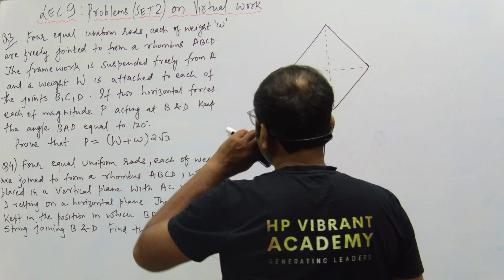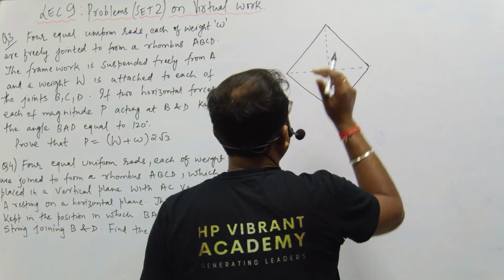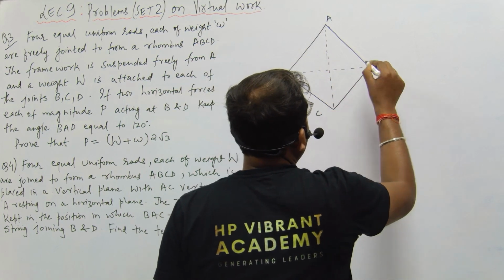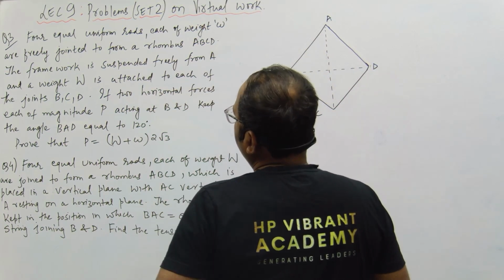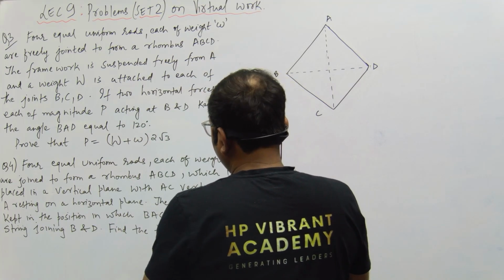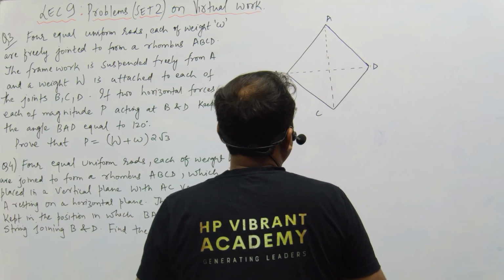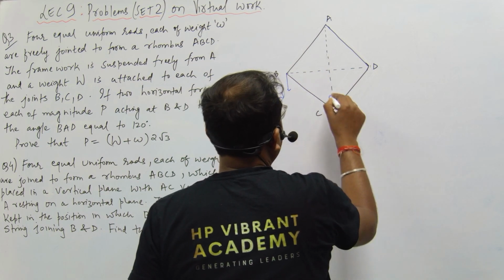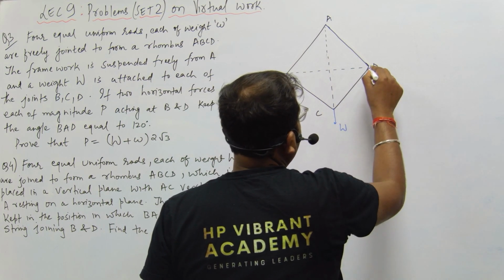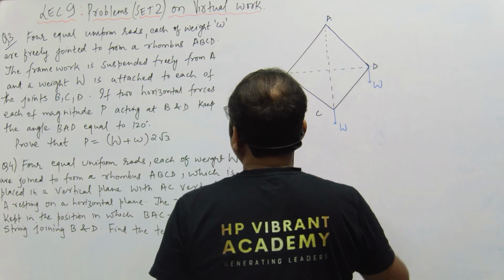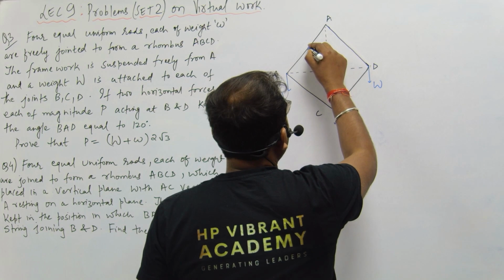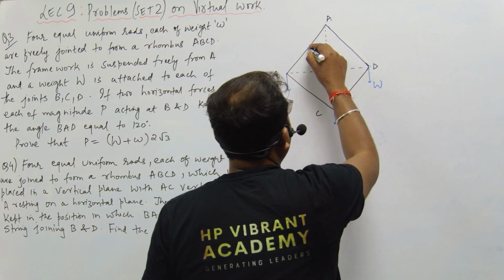Okay, we have a rhombus ABCD. So this is A, this is B, this is C and this is D. And the weight capital W is attached to each of the joints B, C and D. So let us apply the weights here. So we have the weights as capital W at B, C and D. And we have the weight of the rod as small w, so it will act at the center of gravity of a particular rod.